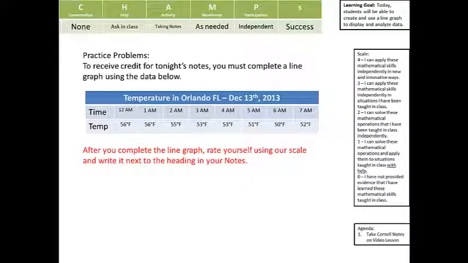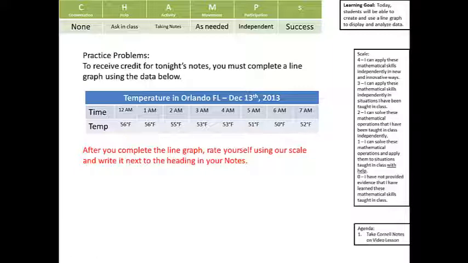Alright, so for your practice problem tonight, instead of going on Moodle, what you're going to do is create your own graph, and you're going to use the information on the data table that's on the slide right here. One point that I want you to note is it starts at 12 a.m., which is midnight. That's going to be the first point on the x-axis, and then the next one will be 1 a.m., and it'll go all the way till you get to 7 a.m.